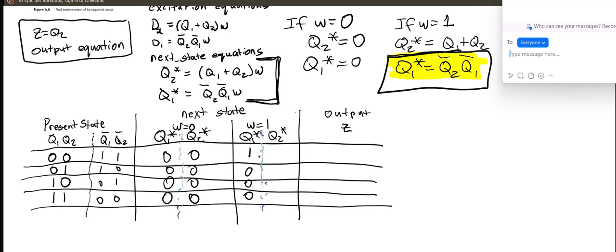And then Q2 star is Q1 or Q2. And remember, with an OR, if either one of them is a 1, then your answer is a 1. And so that would give us a 1 for the top three and a 0 for the bottom one. Now our output Z, remember Z was just equal to Q2. So I'll look at my Q2 column right here. And Z is going to be equal to Q2. So that's 0 1 0 1.